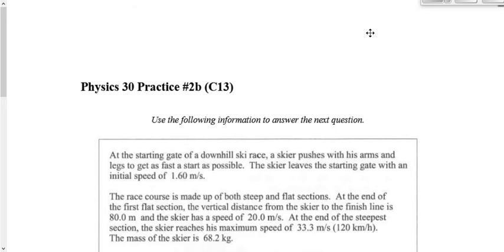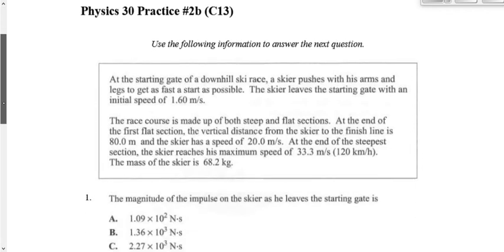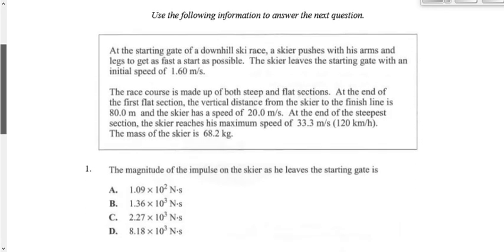Let's take a look at practice question set 2B now. Practice question set 2B talks about this ski race. At the starting gate of a downhill ski race, the skier pushes with his arms and legs to get as fast a start as possible. The skier leaves the starting gate with an initial speed of 1.6 meters per second.